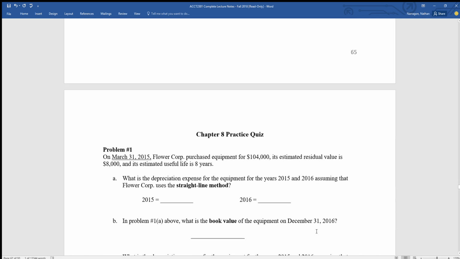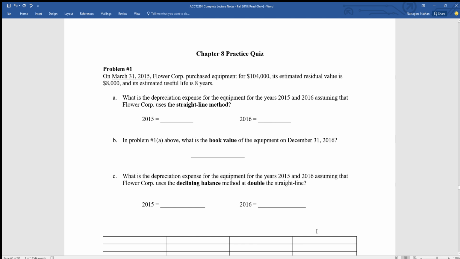Okay, so let's look at a little bit of the problems. Again, we're going to basically take a little bit as it goes. So problem number 1, on March 31st, 2015, Flower Corp purchased equipment for $104,000. Its estimated residual value is $8,000, and its estimated useful life is 8 years. It's going to ask what is the depreciation expense for the equipment for the years 2015 and 2016, assuming that Flower Corp is using straight line.